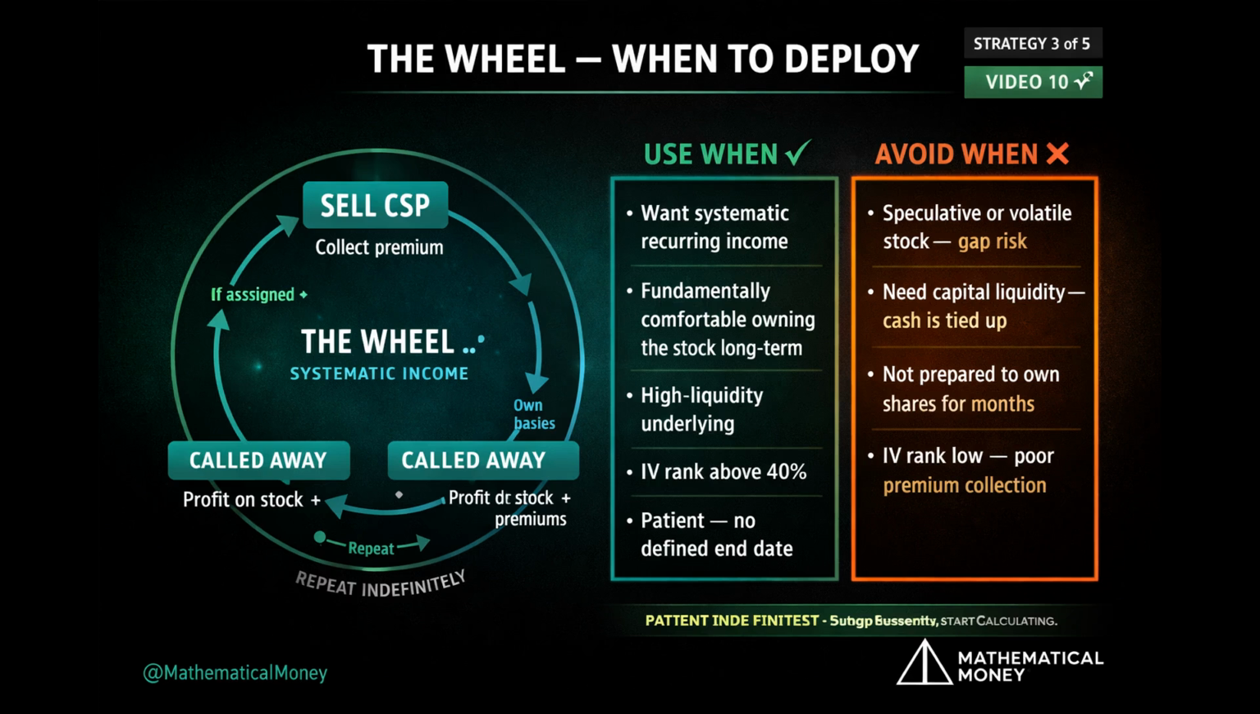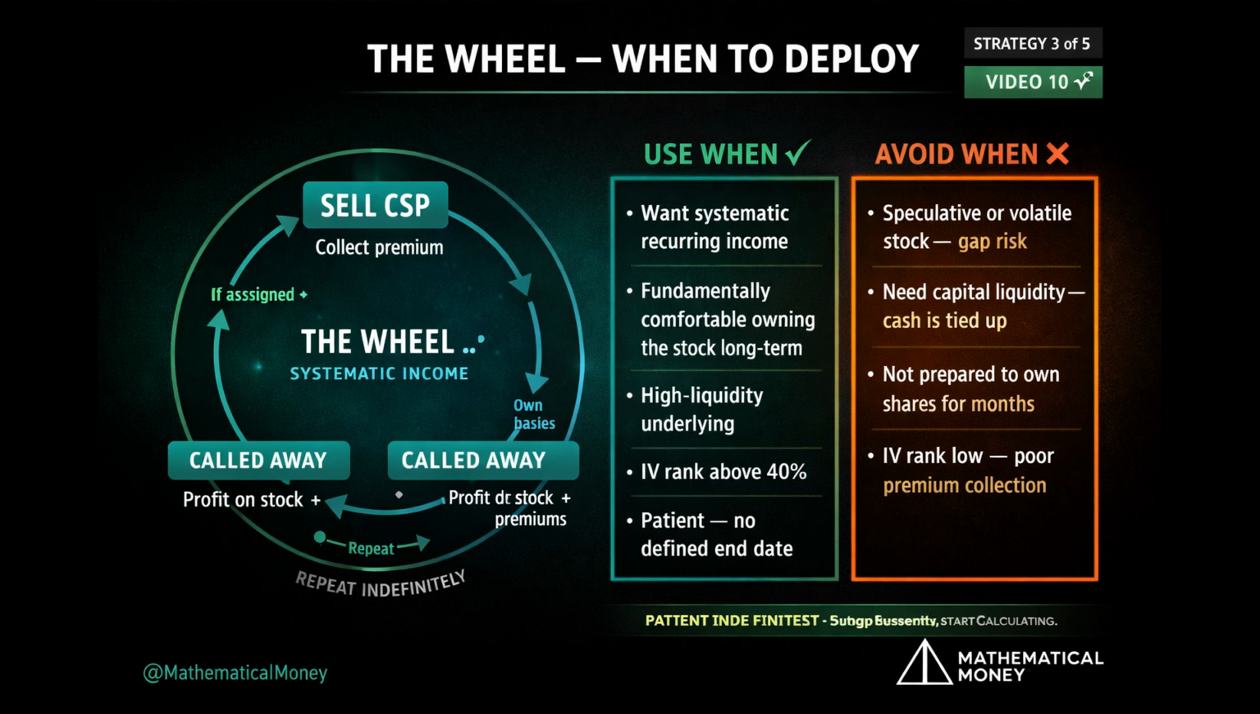Deploy the wheel when you want systematic, recurring income on a stock you are fundamentally comfortable owning for the long term. Phase 1. Sell cash-secured puts below the current price. Collect premium. If not assigned, roll to the next expiry and repeat. If assigned, you own the stock at your cost basis minus all premiums collected.